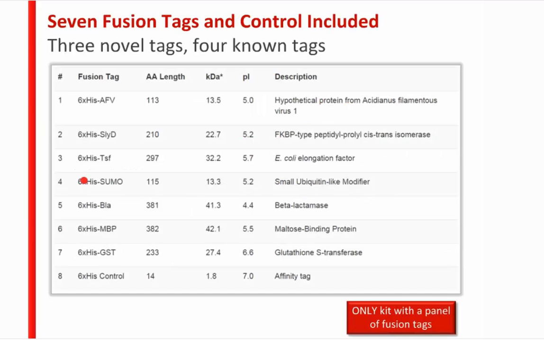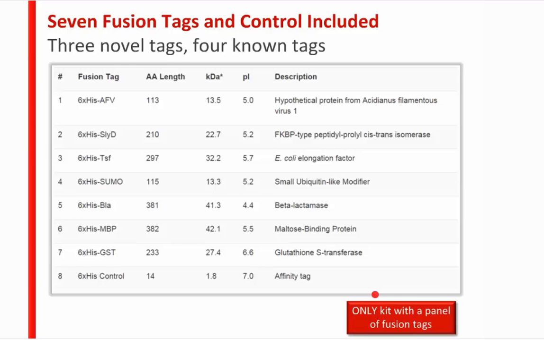So let's look at the tags in the kit. This is a list of them. There's 7 tags and then an 8th vector that only has a 6-his tag on it, no solubility or expression enhancing tag. And this is your control, this is your baseline. And the rest of the 7 are all listed here, their full description.